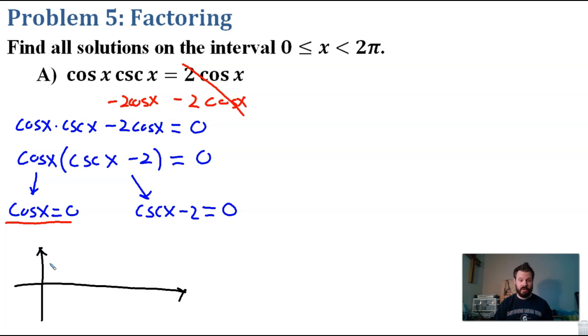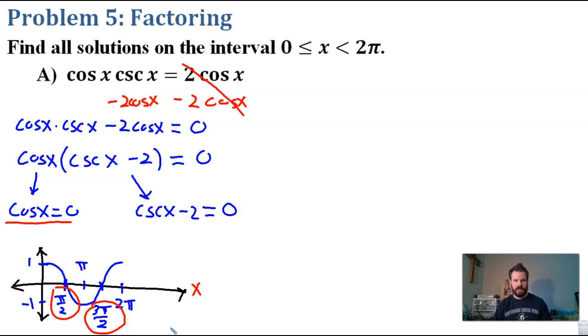Since we're talking equals 0, I'm going to go to a graph of the cosine wave. Cosine is the one that starts up at 1, comes down to 0, then comes back up. It does one cycle within 2 pi units. The halfway point would be pi. So my zeros would be at pi over 2 and 3 pi over 2. Those are the x values that make cosine x equal to 0. 3 pi over 2 and pi over 2. We'll save those there for now.